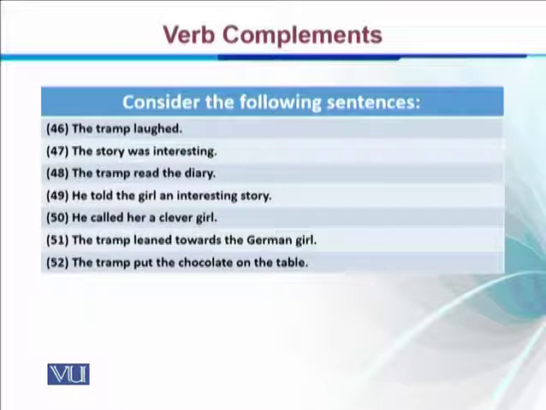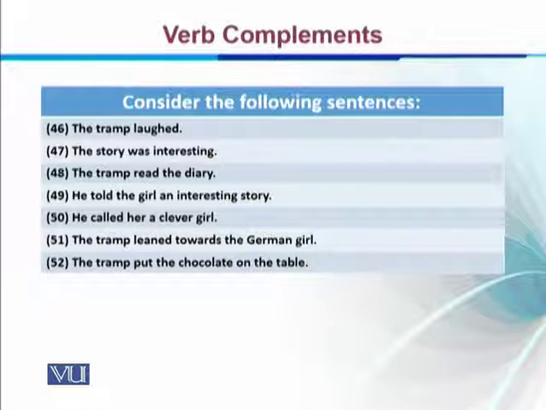If we look at the verbs in these sentences, in the first sentence we have laughed as the verb. It is not followed by any constituent. It doesn't have any prepositional phrase, any noun phrase, any adjective phrase. The story was interesting, right? We have a verb, was, a linking verb generally, or copular verb. It is followed by an adjective, a participle adjective, interesting. The tramp read the diary. Read is a verb and the diary is a noun phrase. So read is followed by a noun phrase.